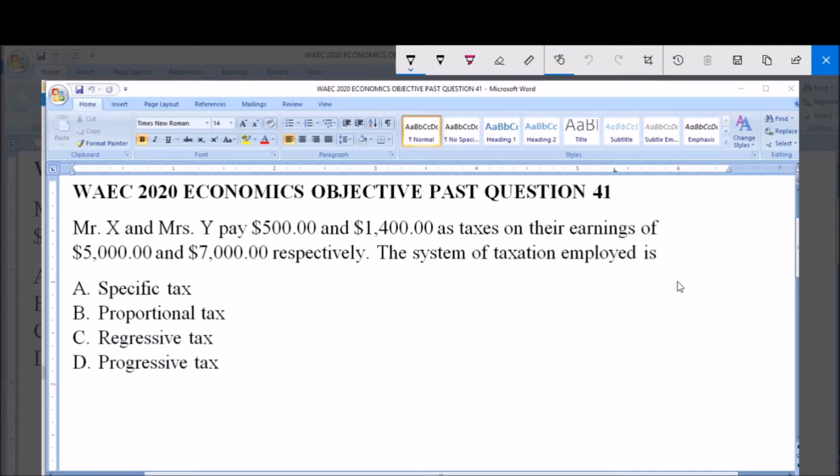Mr. X and Mrs. Y pay $500 and $1,400 as taxes on their earnings of $5,000 and $7,000 respectively. The system of taxation employed is A. Specific tax, B. Proportional tax, C. Regressive tax, D. Progressive tax.